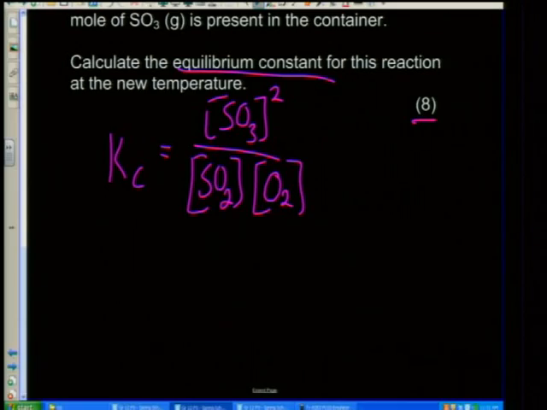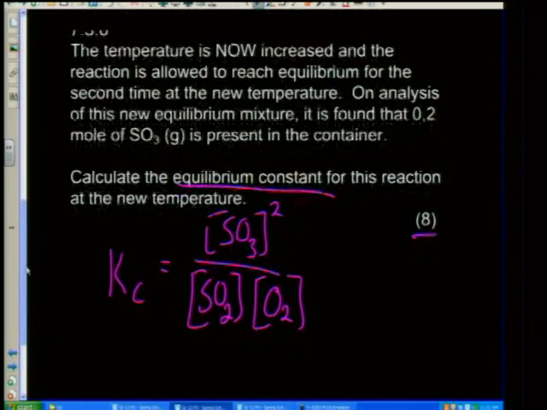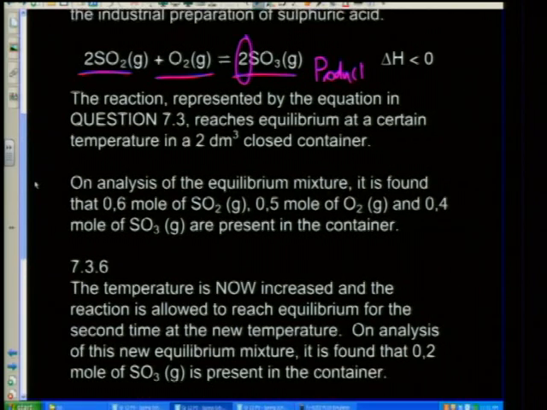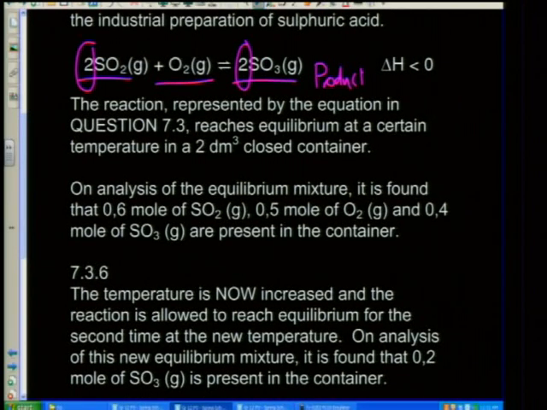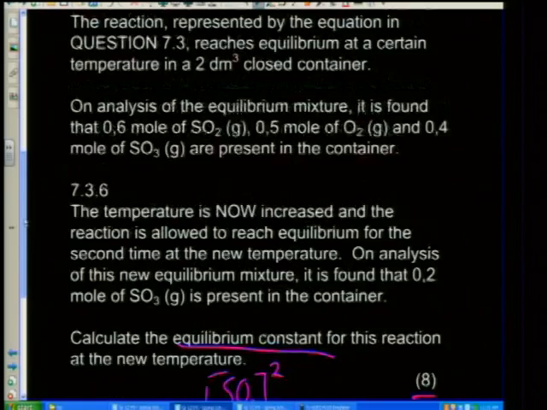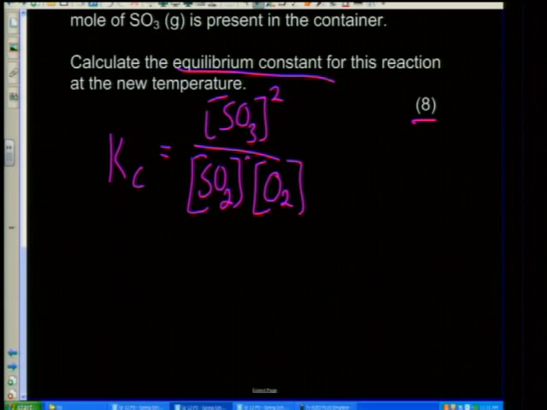Now, this is an all or nothing, so check the equation again, and you'll recognize there's a 2 in front of there, and there's an invisible 1 in front of there. So I must square the concentration of SO2, and I'm going to put the number in over there. So there, by just putting that down, we've already got 1 mark. Make sure that you put this expression down.